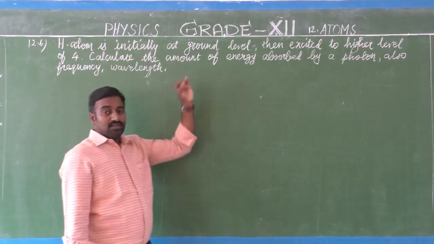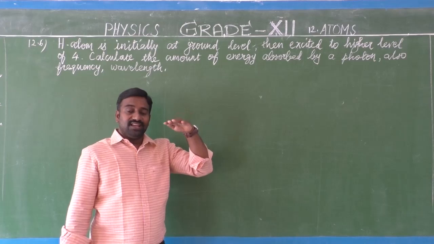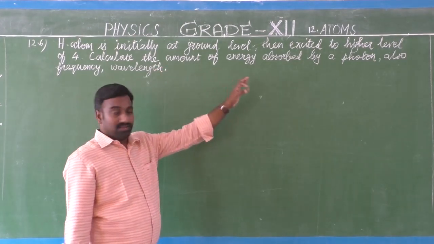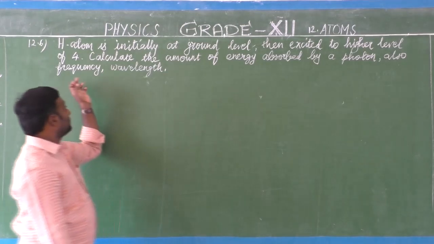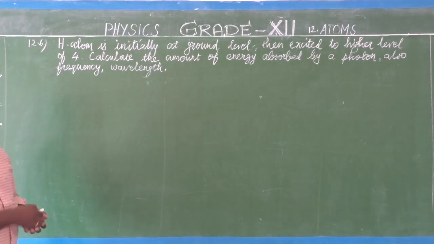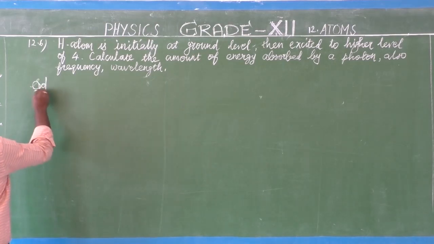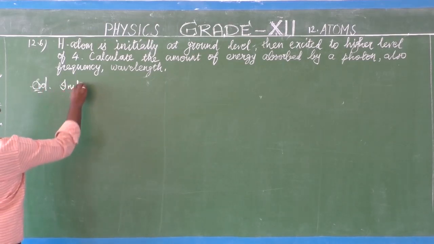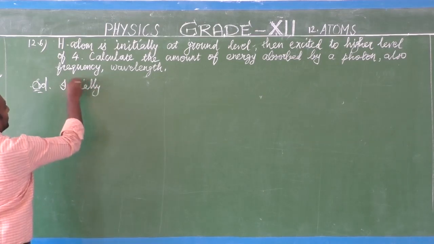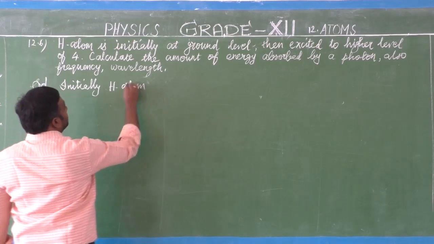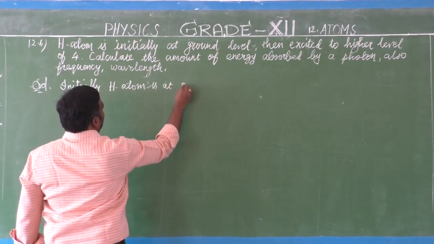First one, from the ground state to the excited state, the photon absorbs energy. So what is the energy absorbed by the photon? Moreover, the frequency and the corresponding wavelength you are going to determine. So initially, we know the question: initially, the hydrogen atom is at ground level.